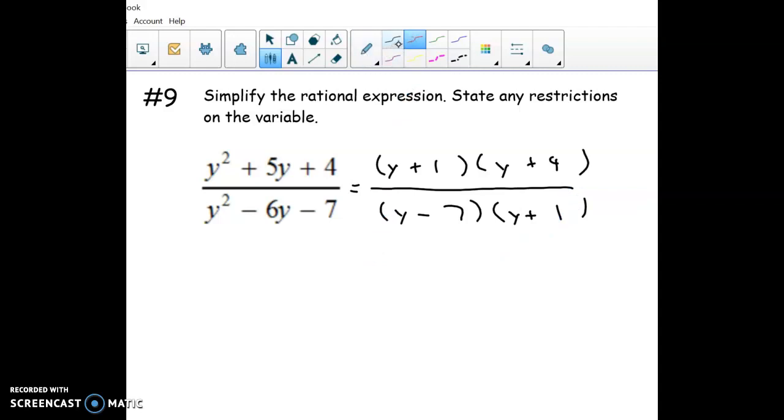Okay, and then as far as simplifying it, once you've got it factored apart, now cancel. Now we can cancel these y plus 1s. So we have y plus 4 over y minus 7.